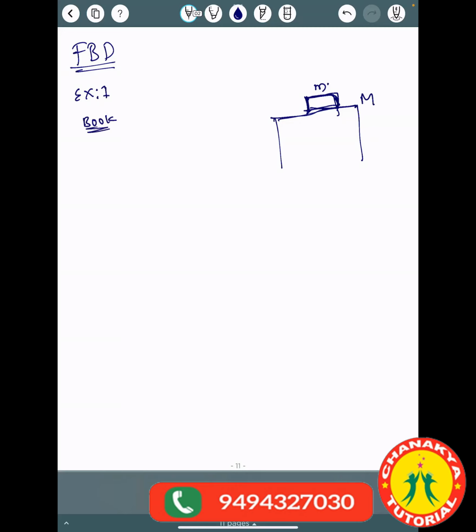What you will do, you bring the book here separately, then see what are the forces acting. First force is gravity, mg, correct? Then what is the second force acting? Normal. Normal by whom? You should mention that. Normal by table. Okay. So can I say mg equal to normal reaction acting by table? Because the book is at rest.